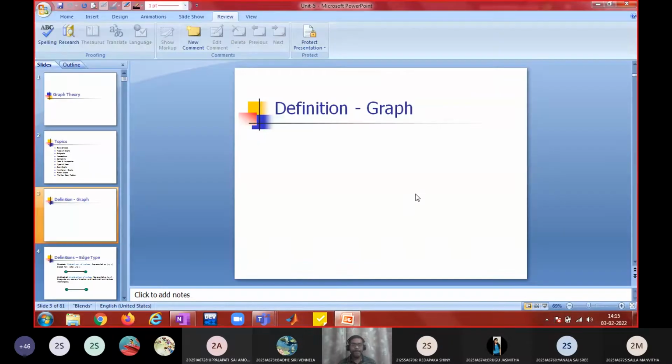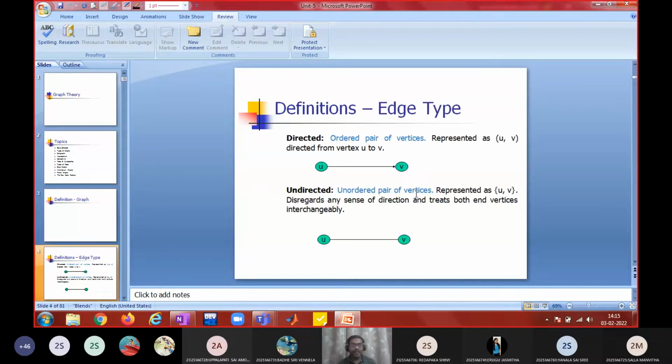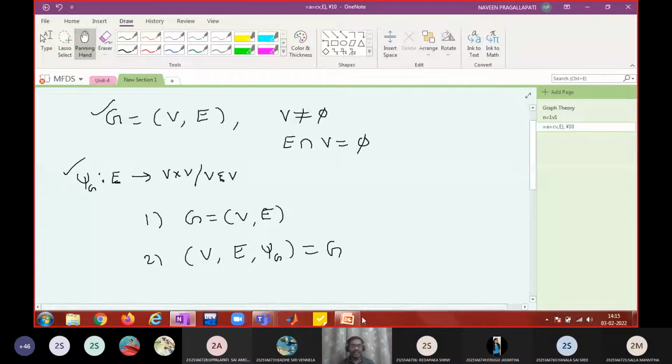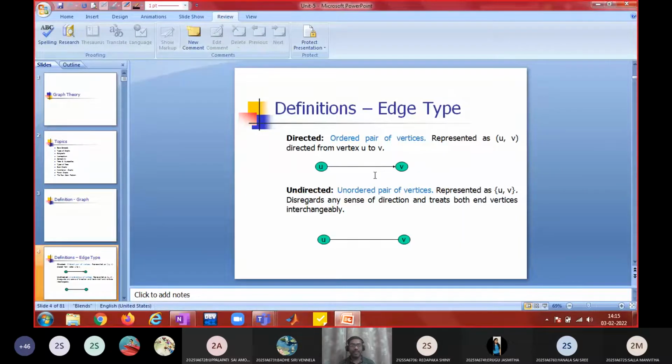After that, if there is an edge between u and v, if there is an edge connecting u and v, we say that u and v are adjacent vertices. u and v are said to be adjacent vertices.